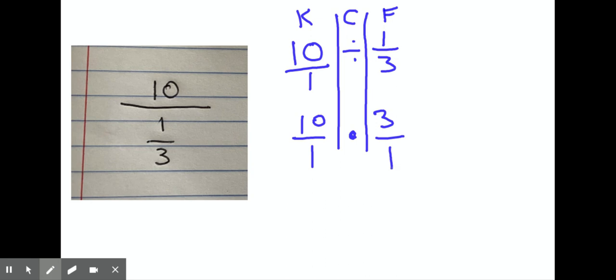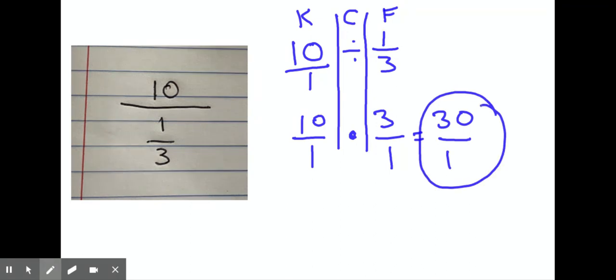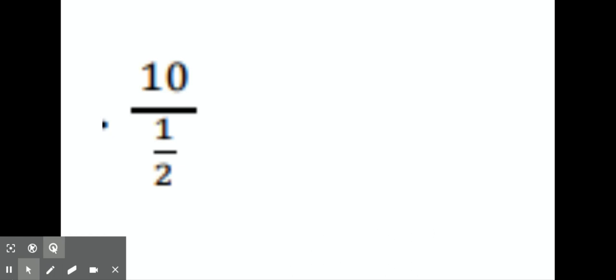Then I'm going to multiply my numerators. 10 times 3 is 30. 1 times 1 is 1. That answer is in simplest form. My final answer is 30 over 1. Now you try 10 divided by 1/2.